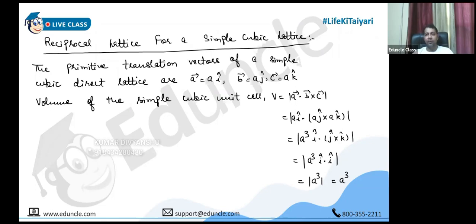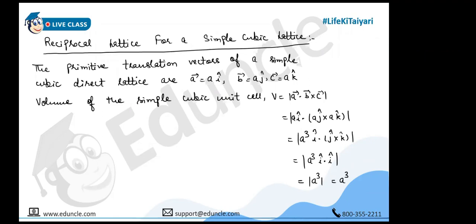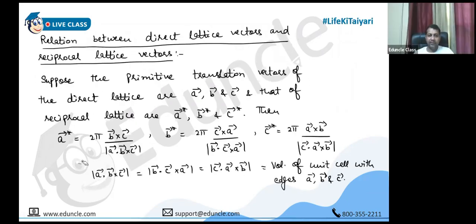So why have I calculated this? Because this term is there in the denominator of all the reciprocal lattice vectors: a dot b cross c, b dot c cross a, and all of them are equal. So it means I am able to solve the denominator. Now we need to solve the numerator part only in order to get the reciprocal lattice vectors. Noted everyone?